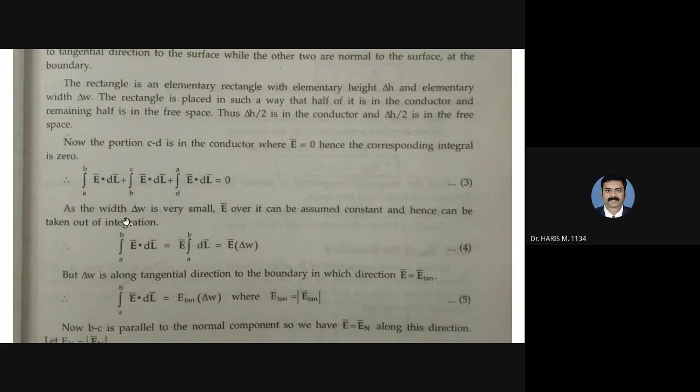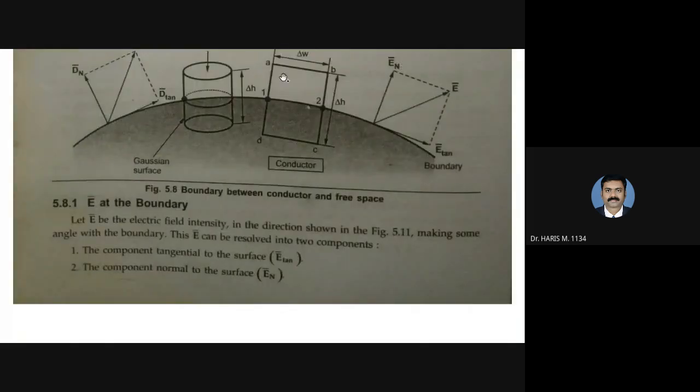Now, the width of this rectangular component, that is the delta W, is very small. So E over it can be assumed constant and hence taken out of integration. So, integral A to B. Okay, where is your A to B? See the picture, A to B.